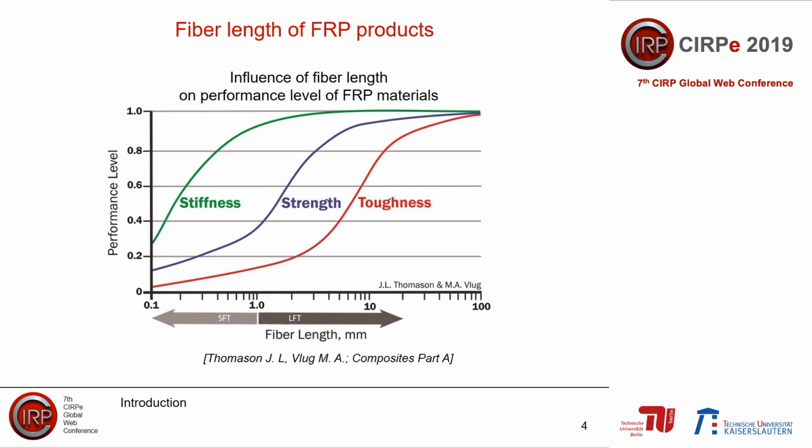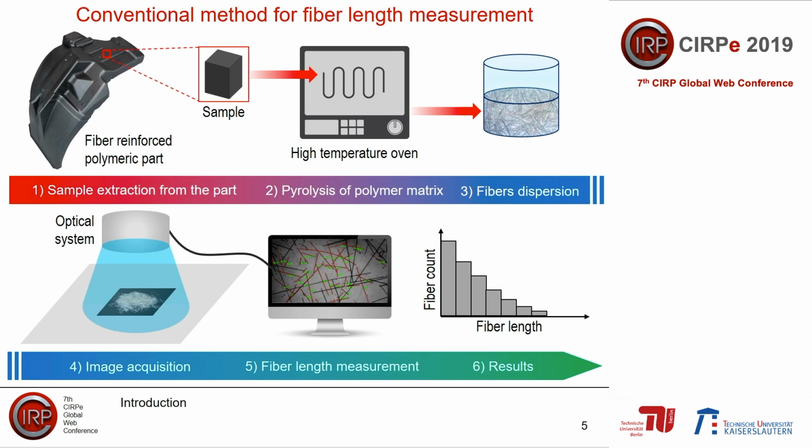In particular, this research focuses on the fiber length that has a strong impact on performance of FRP components. The fiber's geometry is difficult to be properly acquired and analyzed because they are small inner features, invisible and inaccessible from the outside. In fact, the conventional method used to measure the fiber length is destructive and time-consuming, as it consists in the pyrolysis of the polymer matrix and in the fiber dispersion to enable optical measurements.